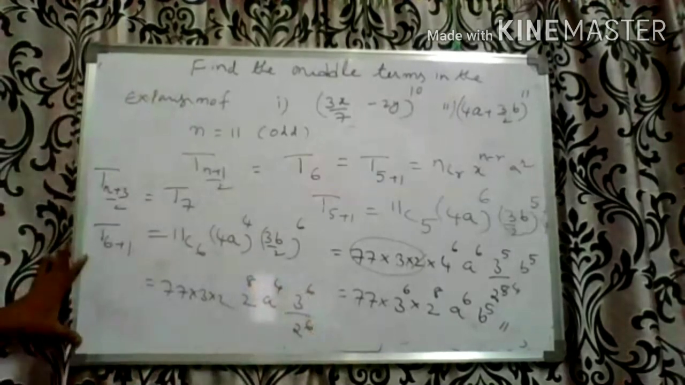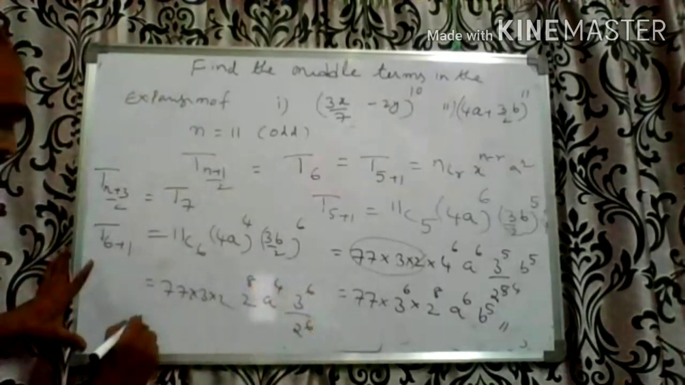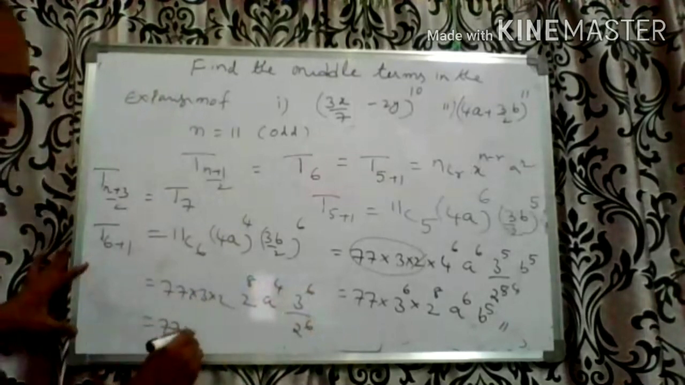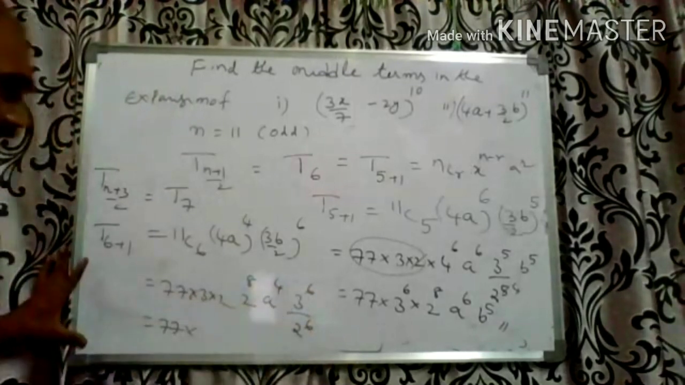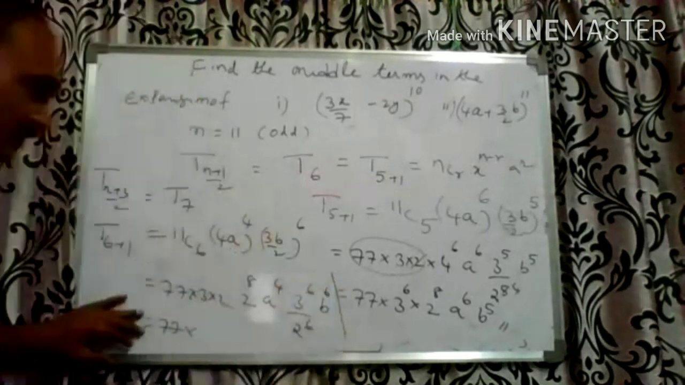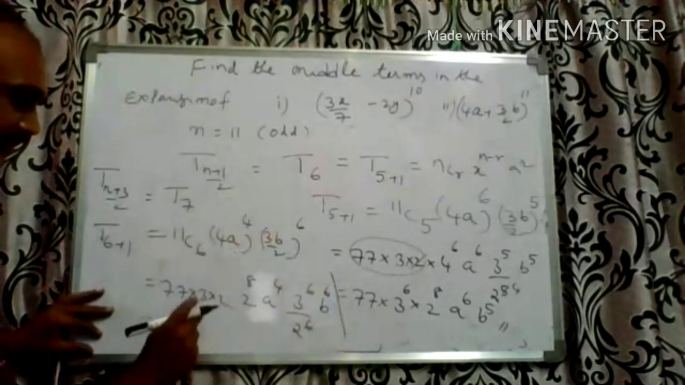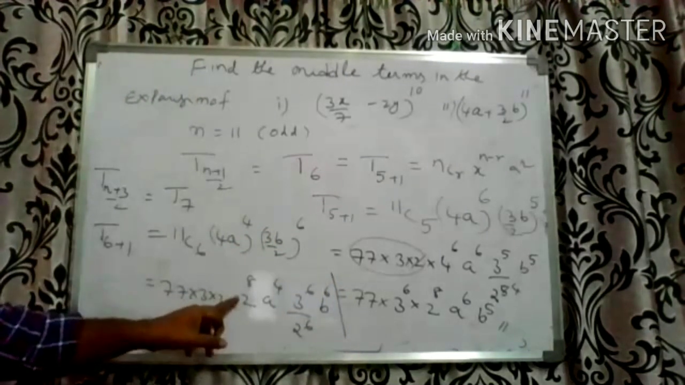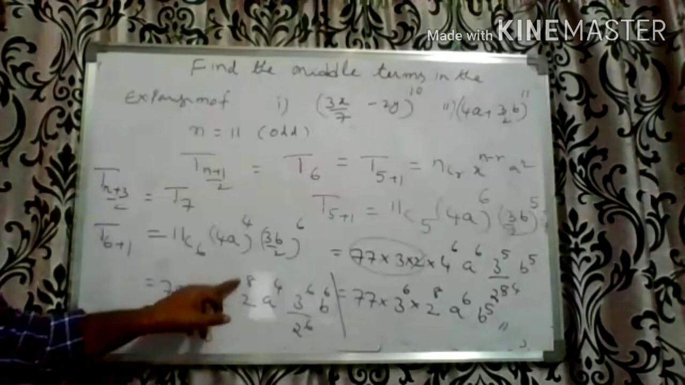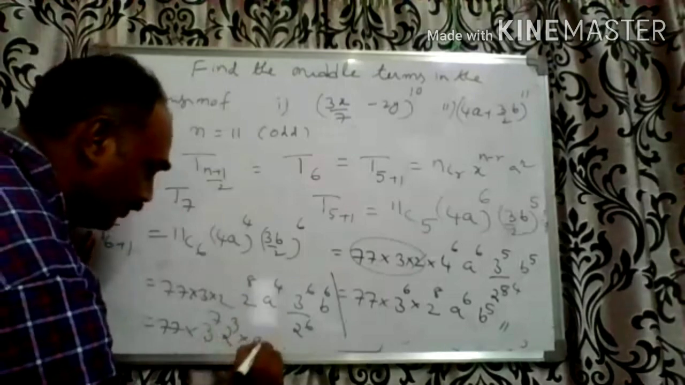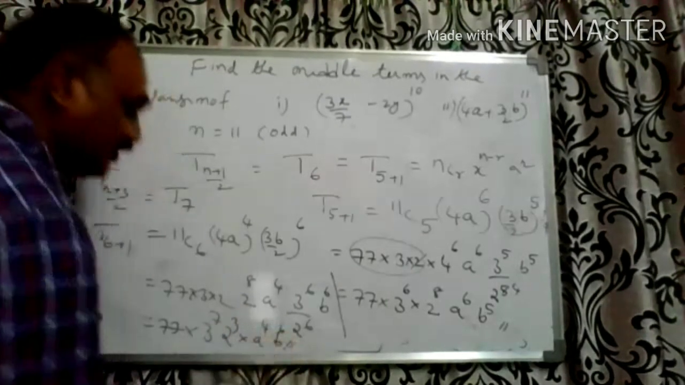Okay. 77 into 3 into 3 power 6 into b power 6. 77 into 3 into 3 power 6 is 3 power 7, 2 into 2 power 8 is 2 power 9, 2 power 9 by 2 power 6 is 2 power 3, into a power 4, b power 6. This is the final answer.